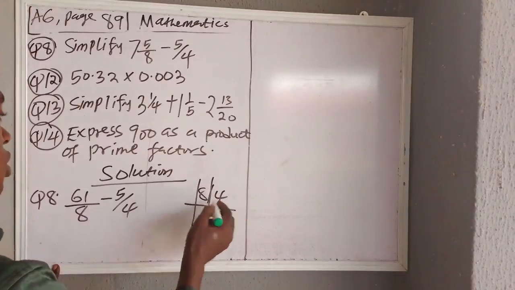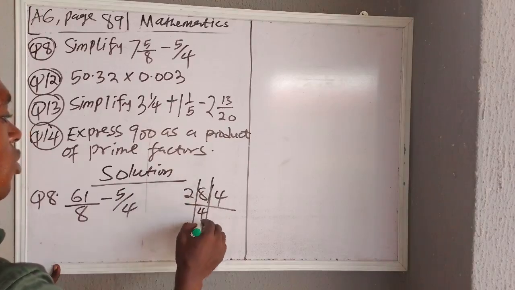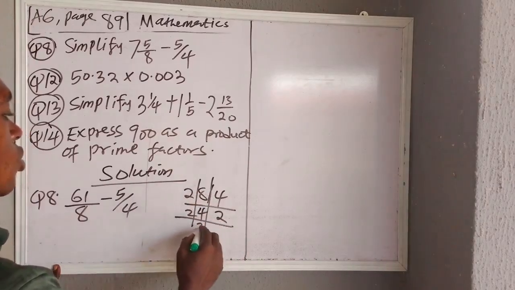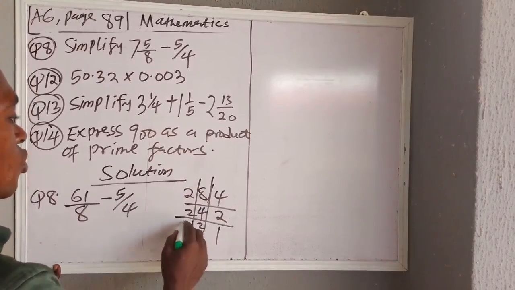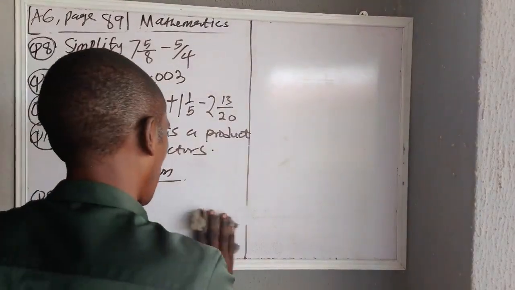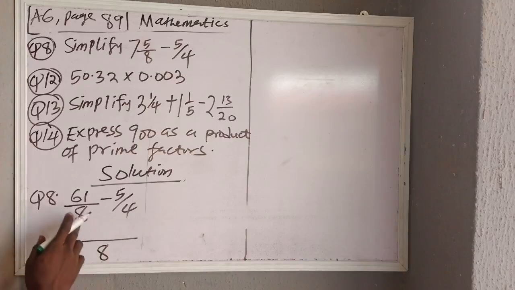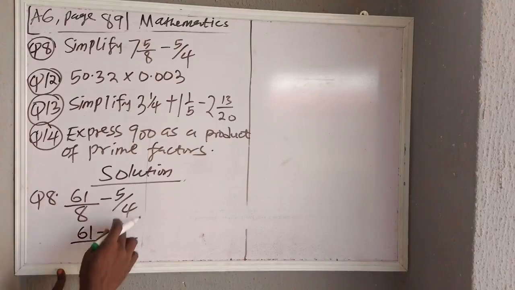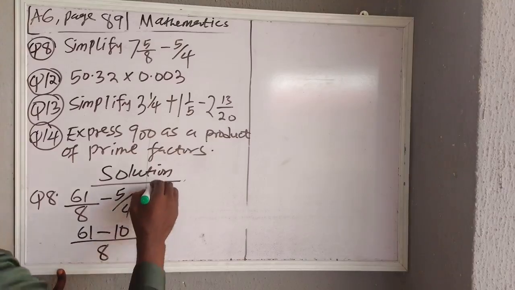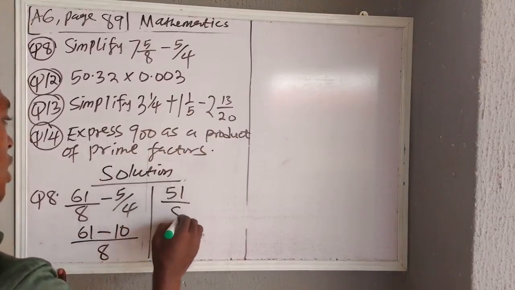So let's check it out. What can divide either of these? 8 by 2 is 4, 4 by 2 is 2, 2 by 2 is 1. So 2 times 2, 4, 4 times 2, 8. So the LCM is 8. So write 8 under. 8 divided by this 8 is 1. 1 times 61 is 61, minus 8 divided by 4 is 2, 2 times 5 is 10. So what you have is 61 minus 10, that's 51 over 8.